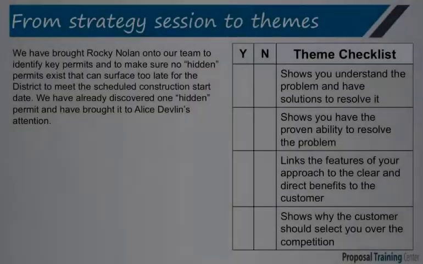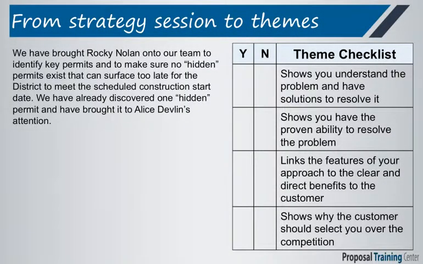The next draft was a little better, but it still didn't meet the criteria. Again, it assumes evaluators all know Rocky's track record. Plus, the benefit is alluded to but is not specific. And the discovery of a hidden permit is not really important to the theme. Finally, there's no reason to mention Alice's name. If we write the theme well enough, Alice will know it's for her.